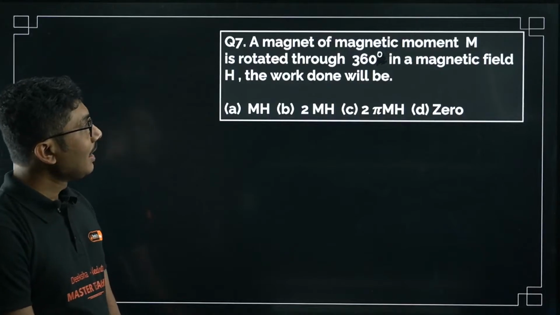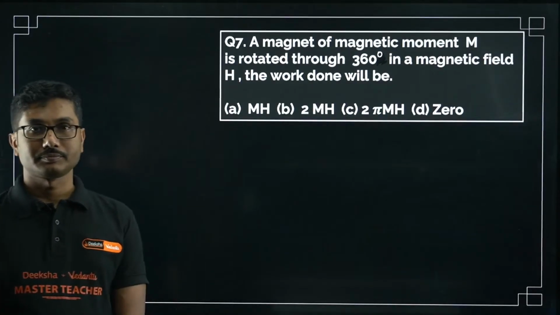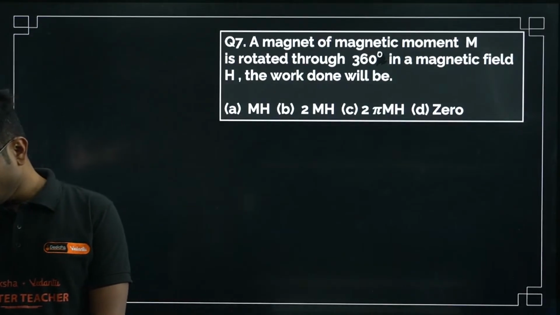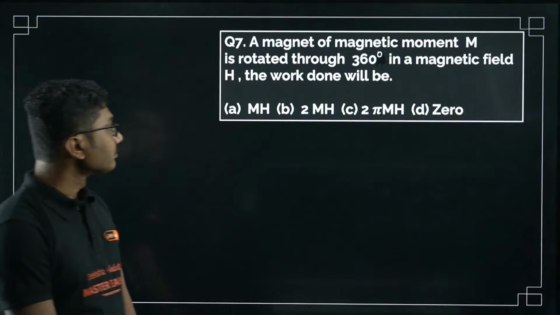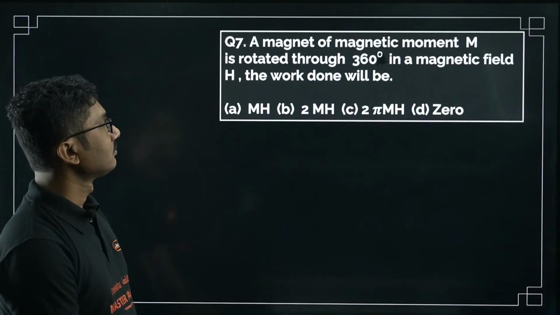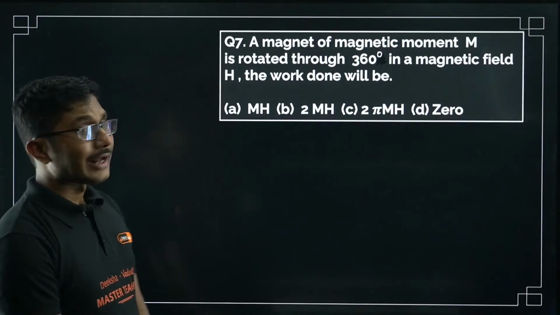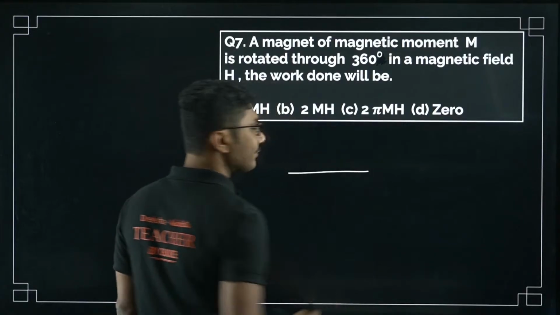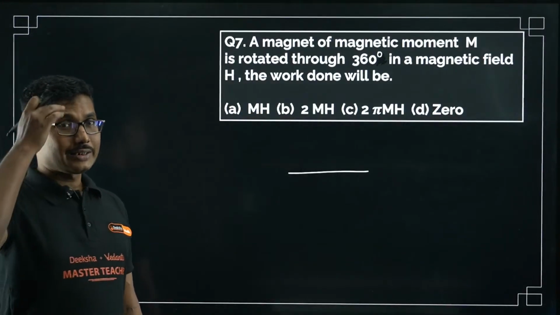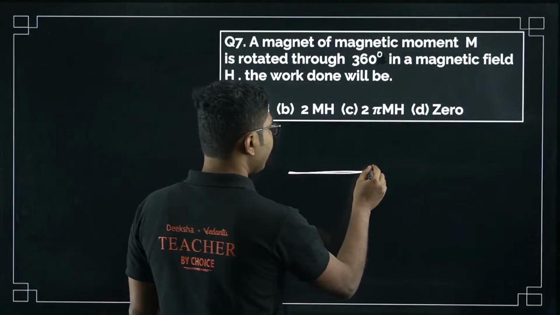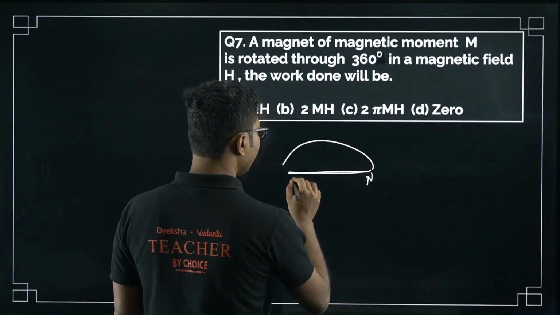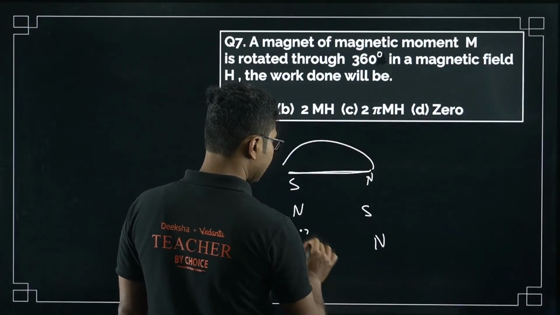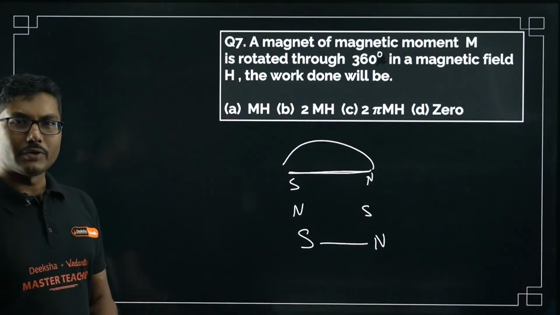Chandan is saying 7A. Shagupta is saying 7A. So the angle of rotation is 360 degrees. First, what is the meaning of 360 degrees? It is not 180 degrees. 360 degrees means you rotate it 180 degrees, so north and south, it rotated to north and south, then again you rotate it back to north and south. This is 360 degrees. So what is the work done?